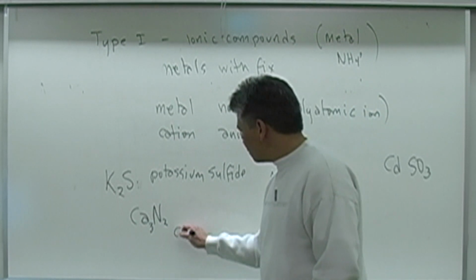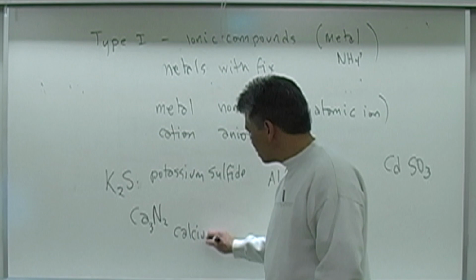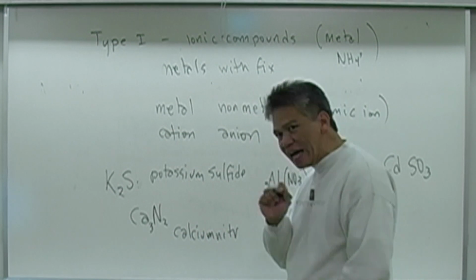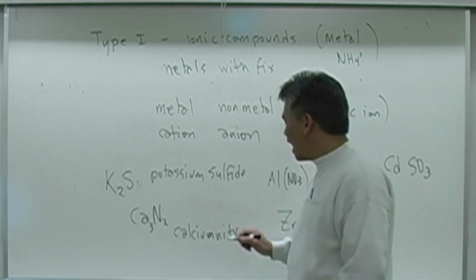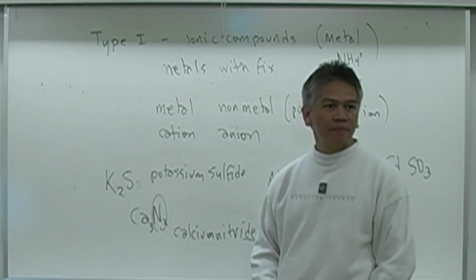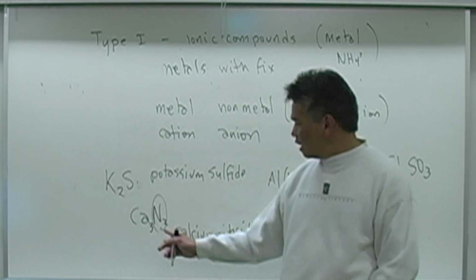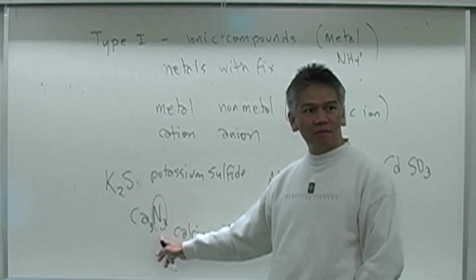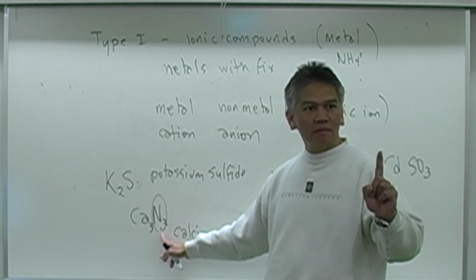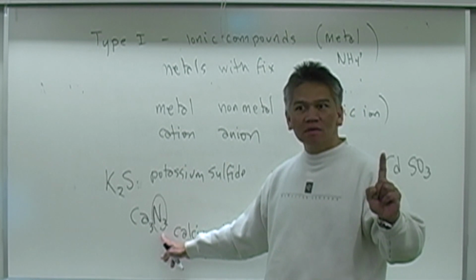How about this guy? Calcium. Calcium nitride. Tri, not ite. Ide. And the reason why it's ide is that it's an element. It's an anionic element. There's no superscript on it, no other oxygen. There's only one element.